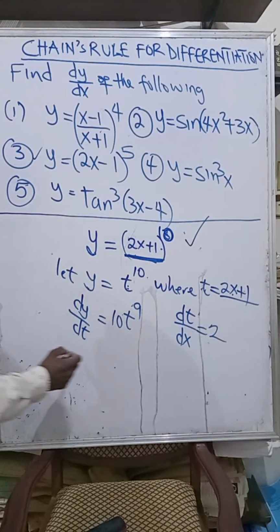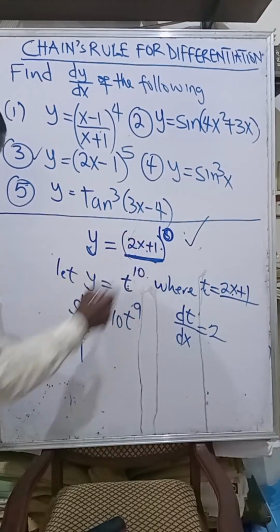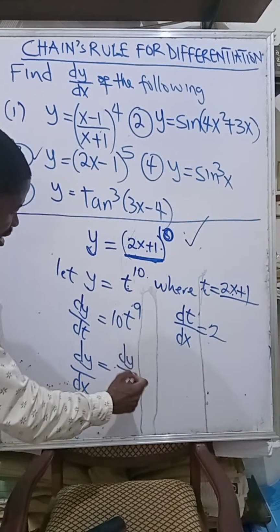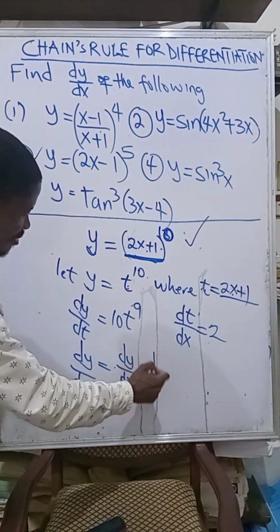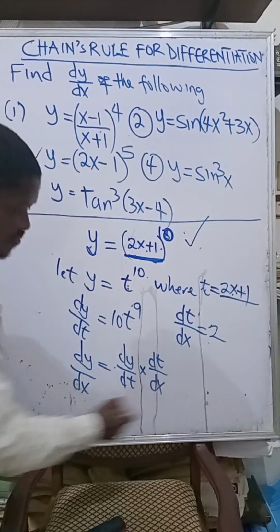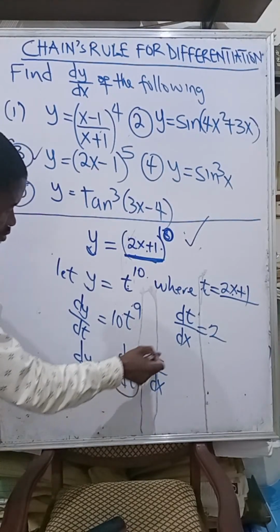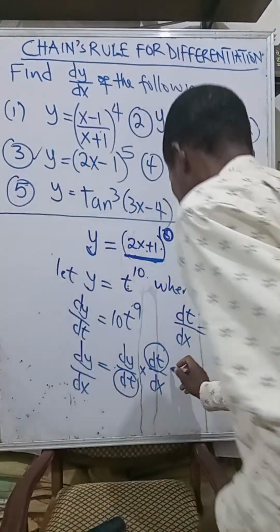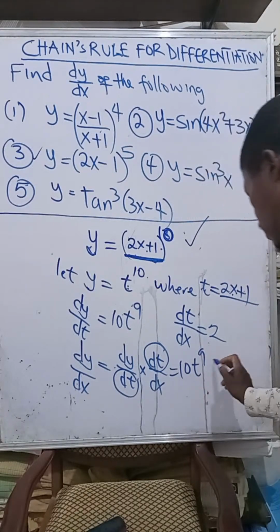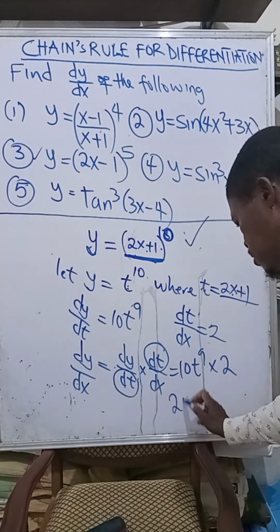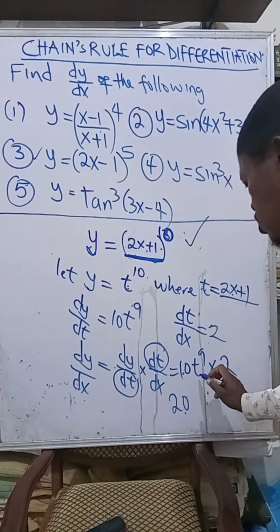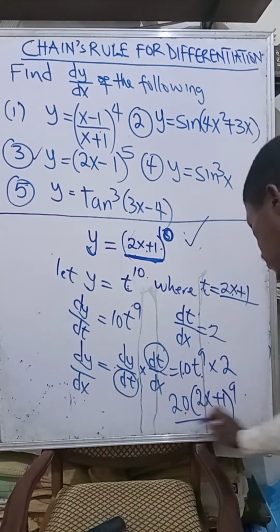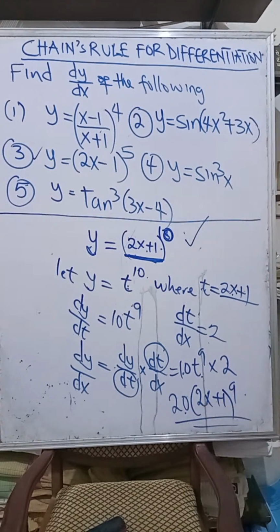Okay, then because your y is a function of x, your dy/dx is equal to dy/dt times dt/dx. Whatever you have here must be the same with this one, and then you make your substitution. That will be 10t to the power 9 times 2, and that's 20. Your t is the expression 2x plus 1, power 9. So that's that for that case.